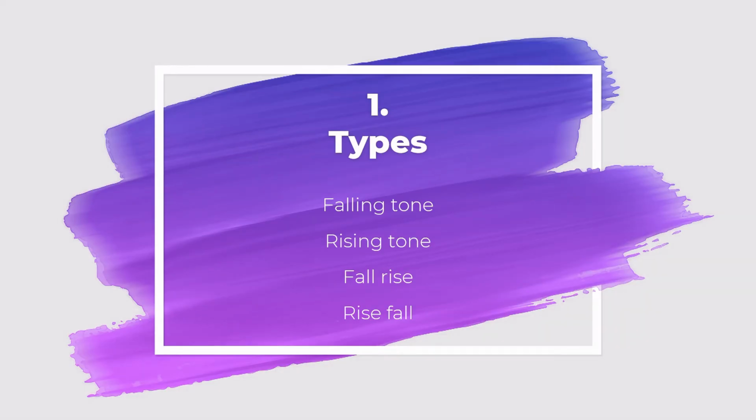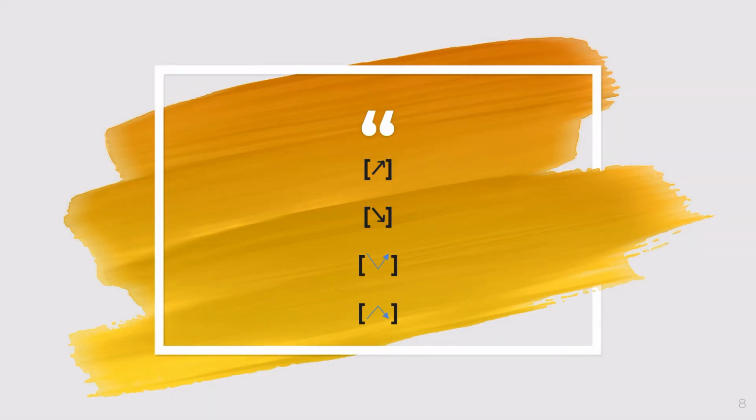Here it is important to remember that in the case of a falling tone, the point of origin of such a tone will be high. On the other hand, in the case of a rising tone, the point of origin of such a tone will be low. Now here are the intonation marks. The first, that is upward arrow, stands for the rising tone. The second one, that is the downward arrow, stands for the falling tone. The third arrow is for the fall and rise, and the last arrow is for rise and fall.